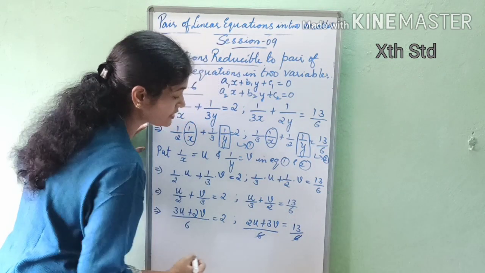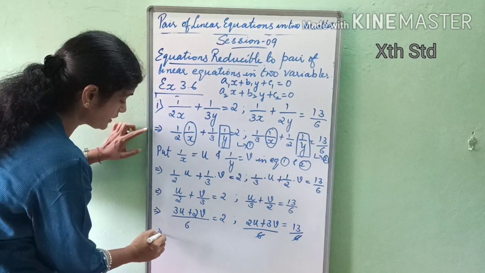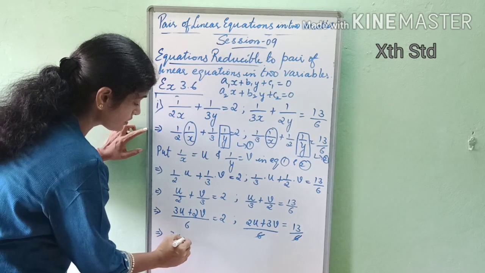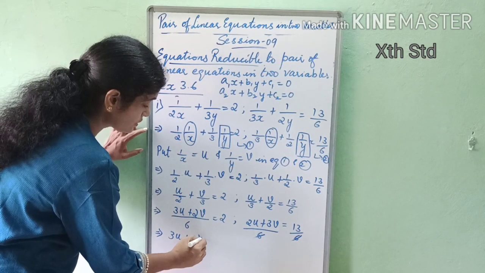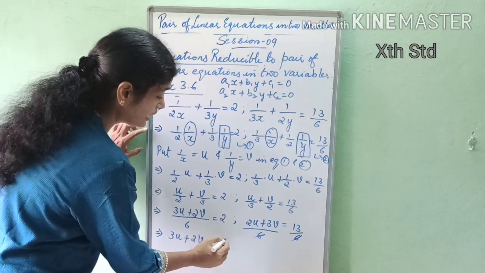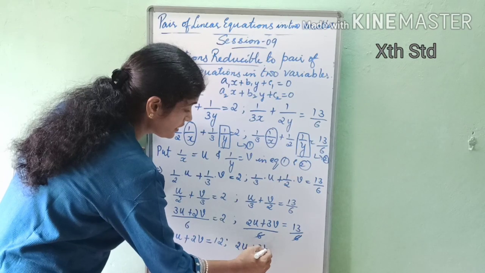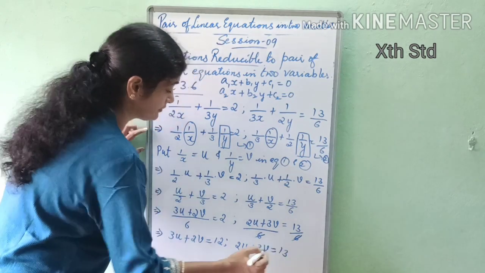So here you can simplify it. 6 and 6 get cancelled. This 6 goes to the other side. So this equation reduces to 3u plus 2v equal to 12. Right? And this side it is 2u plus 3v equal to 13.